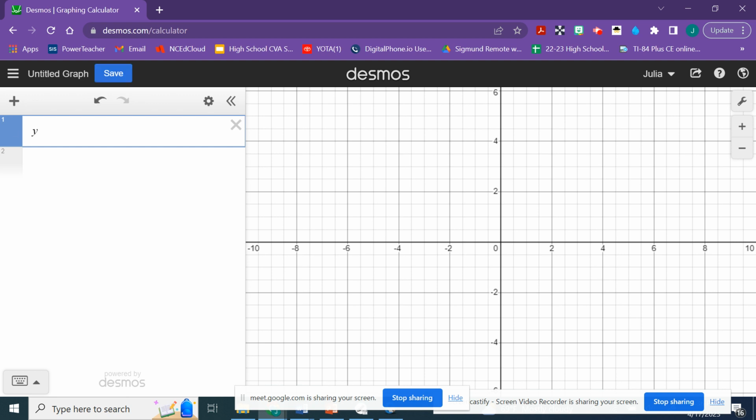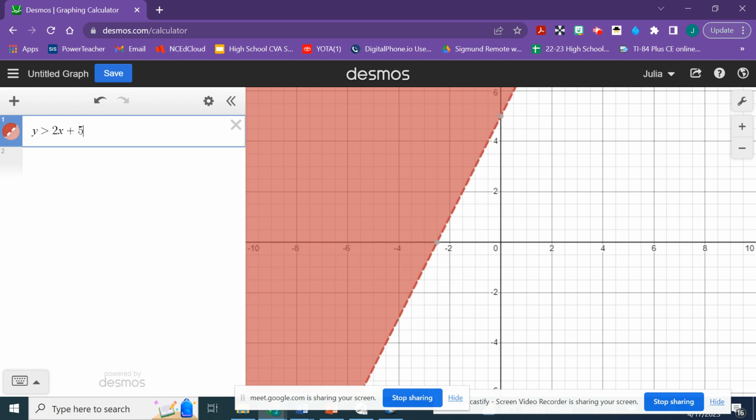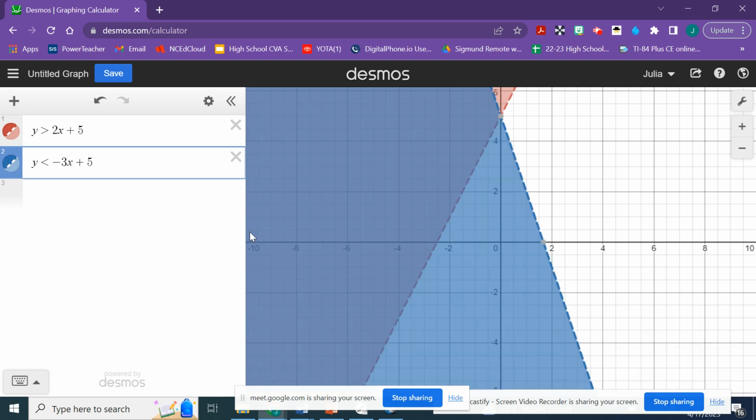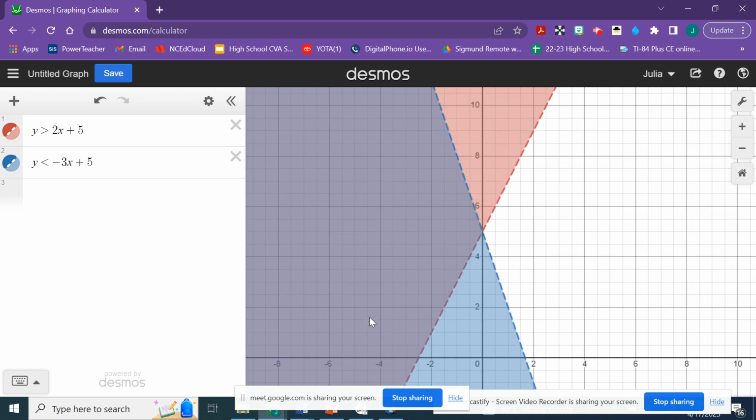So y is greater than 2x plus 5 was the first one. And then y is less than negative 3x plus 5. And the solutions they want us to check, I'm going to move it up a little bit. They want to say, is (-3, 0) a solution to this system?